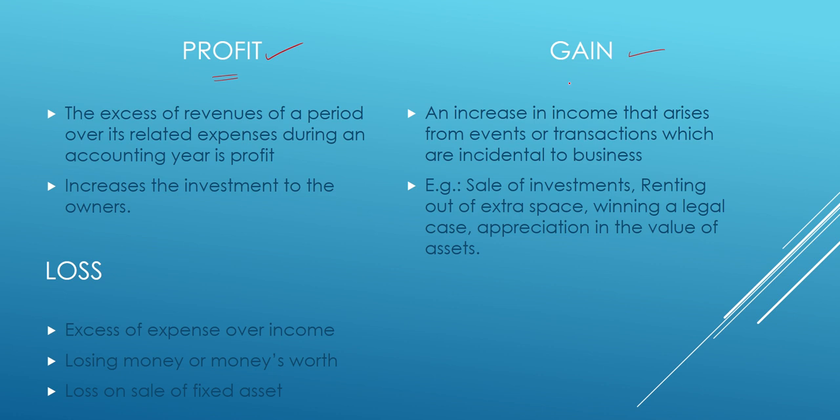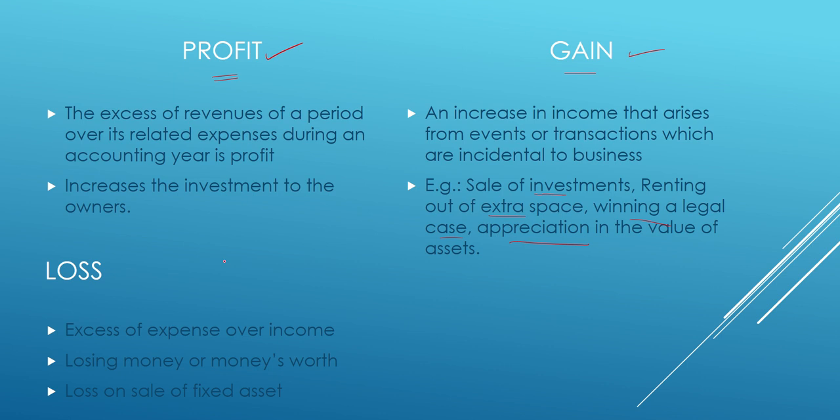Okay. And then gain. If I do other activities and earn a profit out of that, it is called gain. For example, I have invested somewhere and I sell that investment, the profit I earn out of that sale is called gain. Or renting out extra space, or winning a legal case, or appreciation of the value of my asset. All these will be termed as gain and not profit.